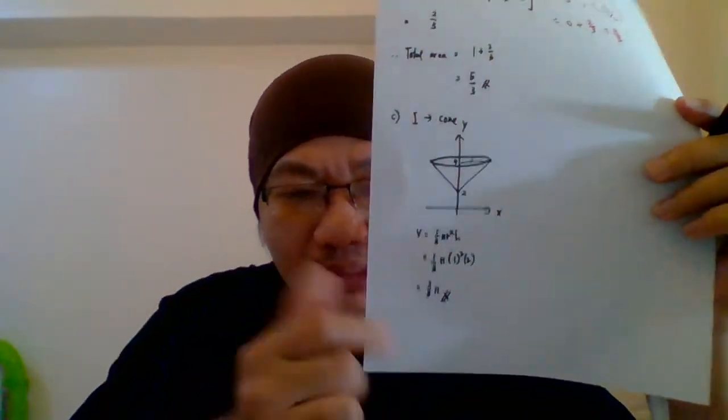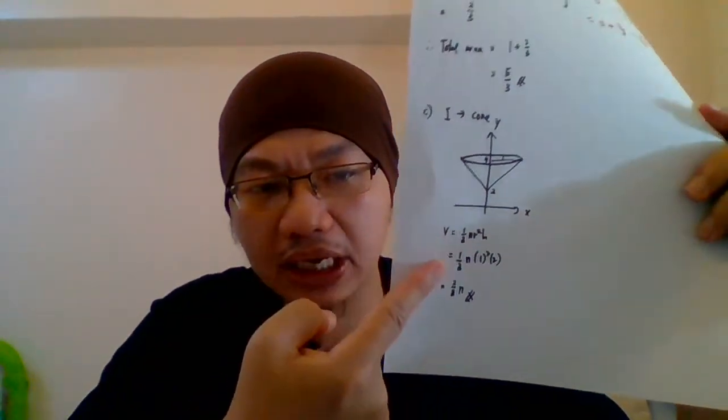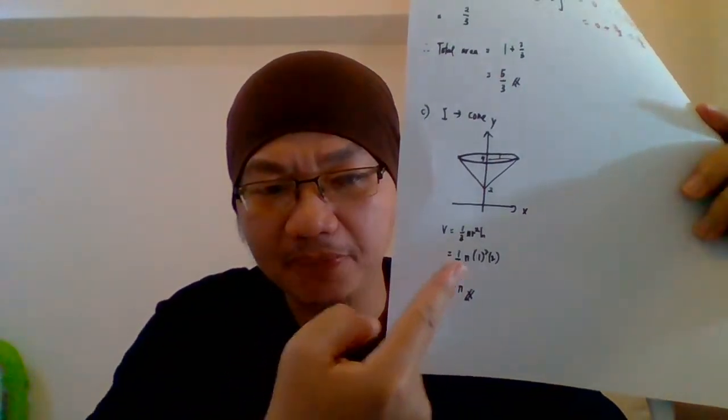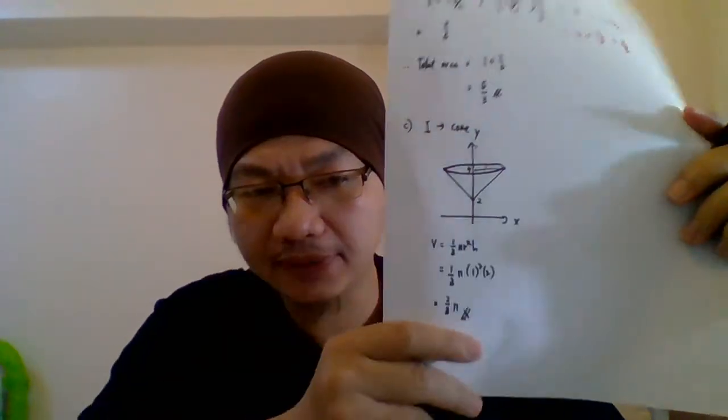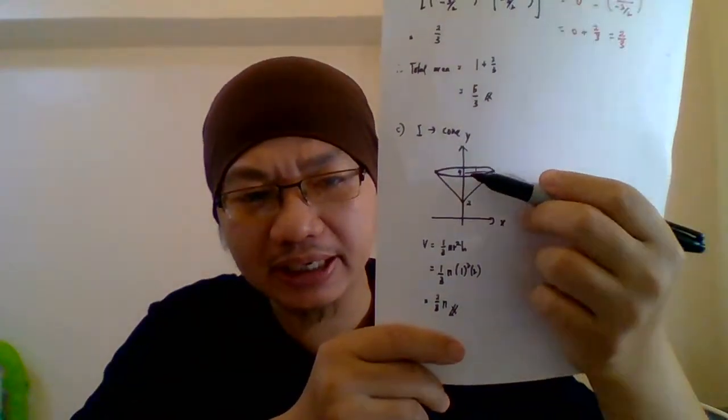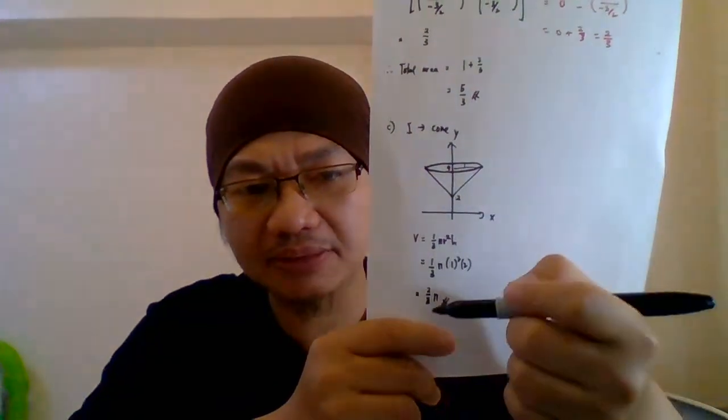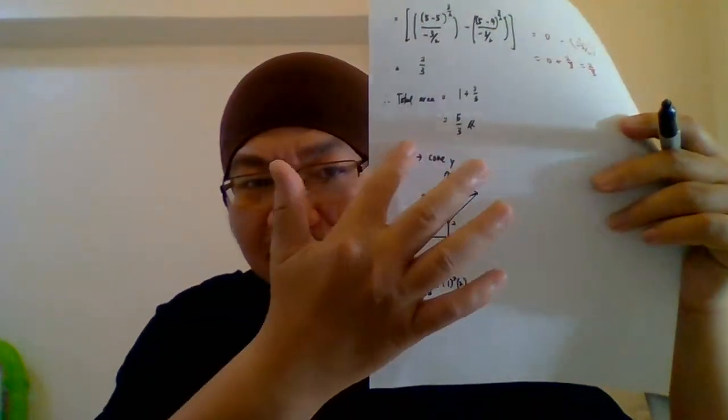So 1/3 pi, r is 1 squared, height is 4 minus 2 is 2. So dapat jawapan berapa? 1 squared, 1 times 2, 2 times 1/3, 2/3 pi. The cone volume equals 2/3 pi. The radius is 1, the height is 2. Substitute everything. Settle. That is the first region.